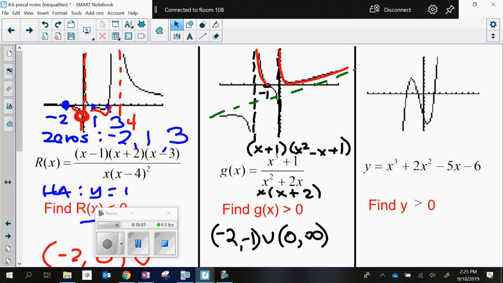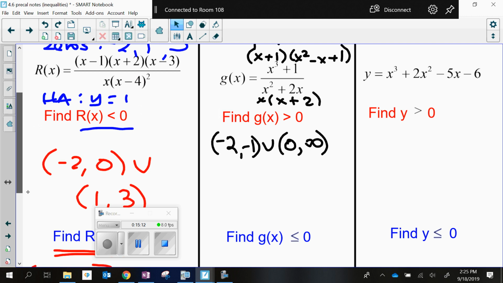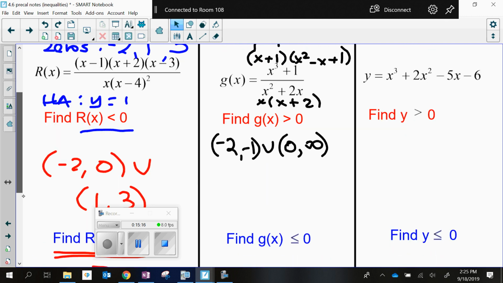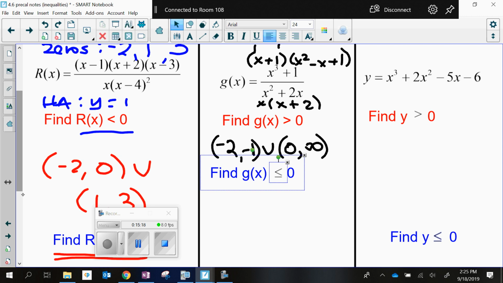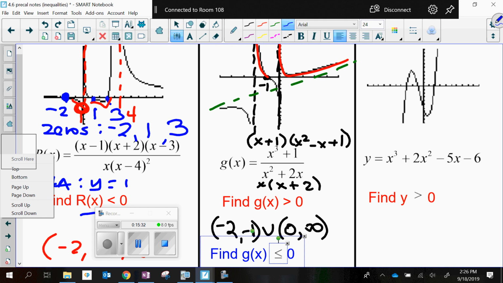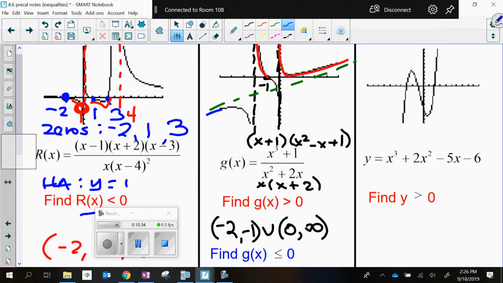Any discussion on that? Questions? Okay, now we're looking at g of x is less than or equal to. Let me pull it up here. All right, less than or equal to. That's below, and now we want to include what we can include. All right, Madeline. So I want to include this piece and this guy. That's it.